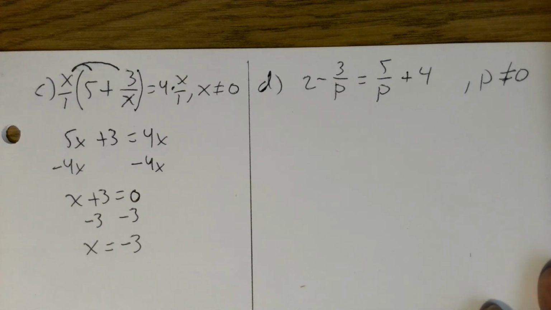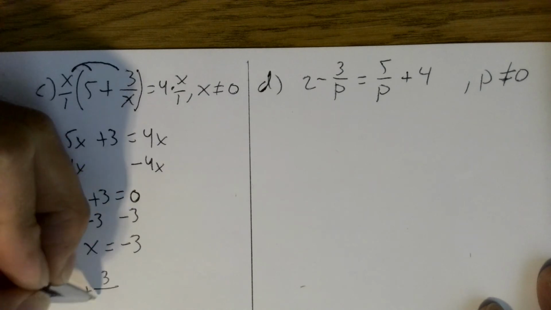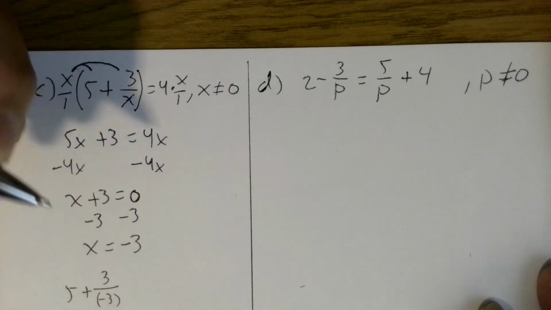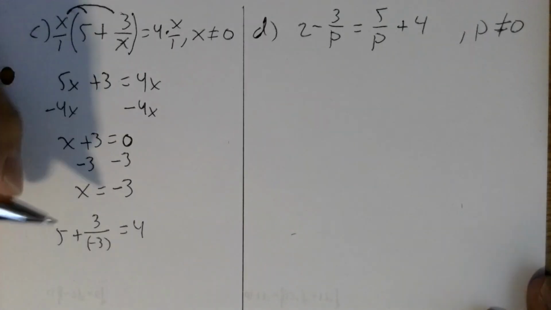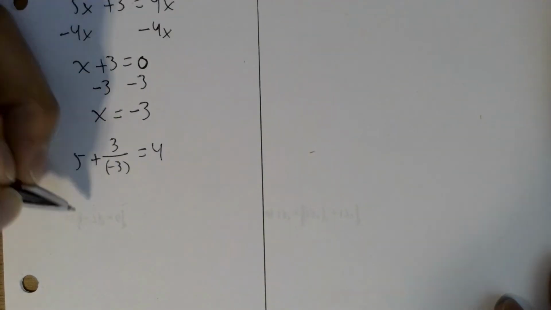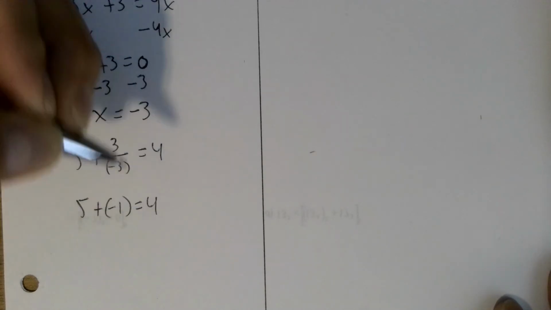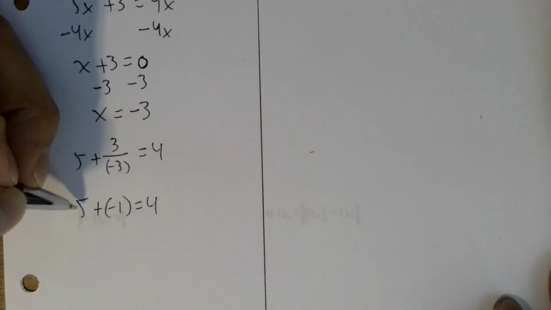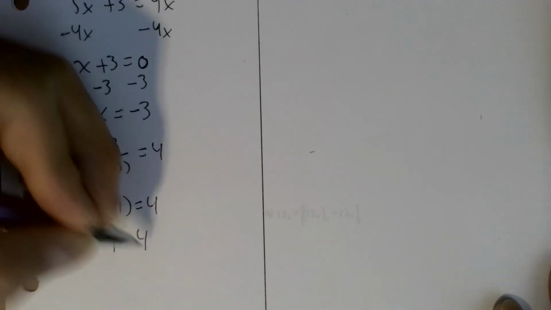Okay, let's make sure that worked. Put it into the original, exactly the same, but instead of x, I'm going to put a negative 3 in brackets. Order of operations, BEDMAS says I should do 3 divided by negative 3 first. That's going to be negative 1. So I've got 5 plus negative 1 equals 4. And the left side, 5 plus negative 1, simplifies to 4. So I end up with 4 equals 4.